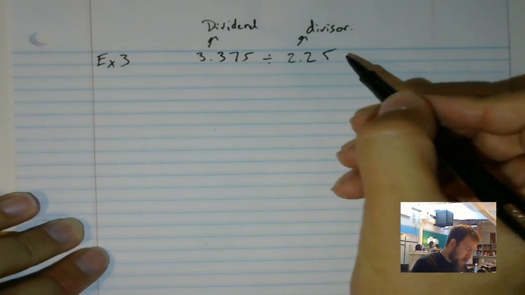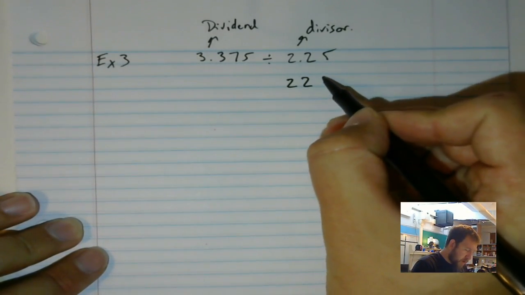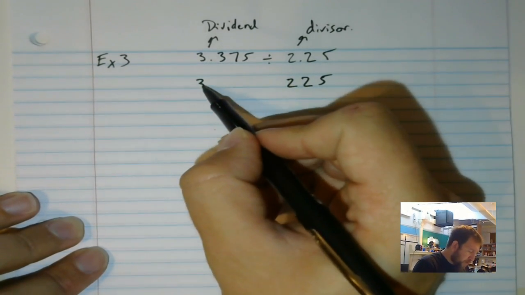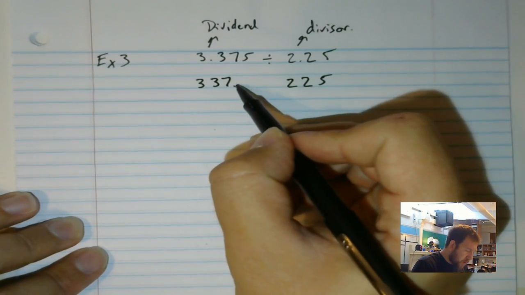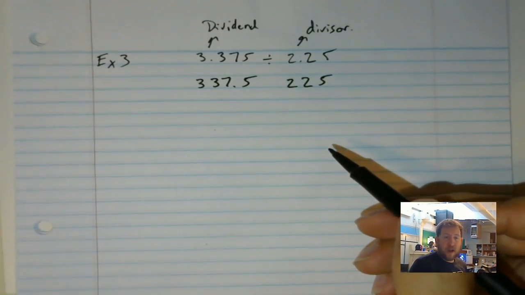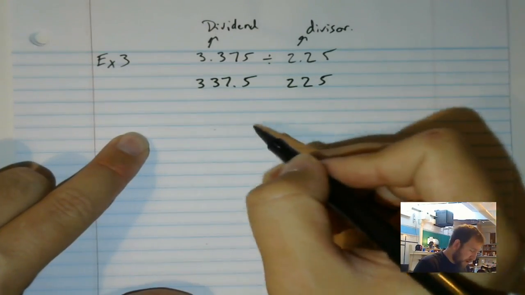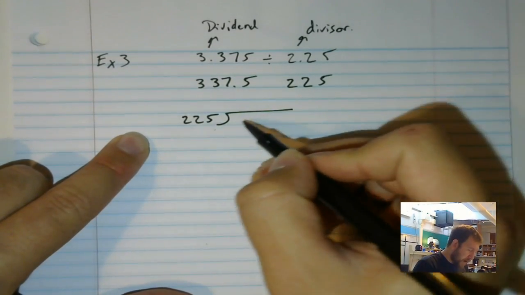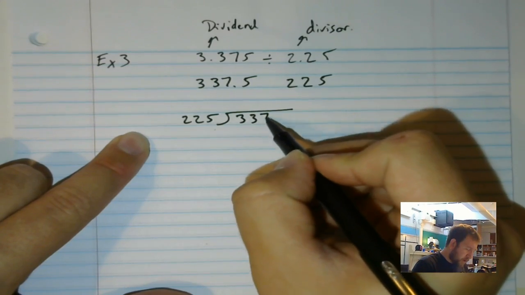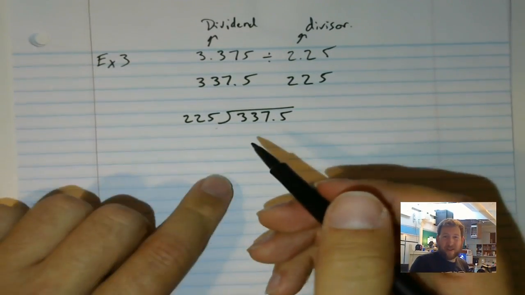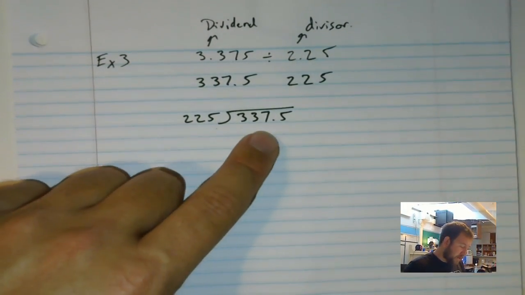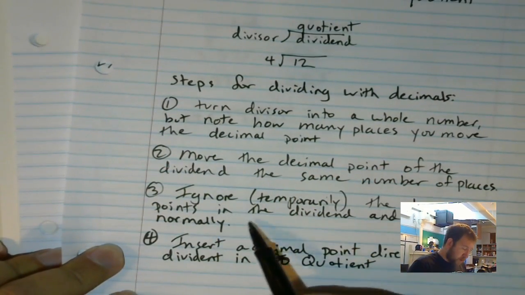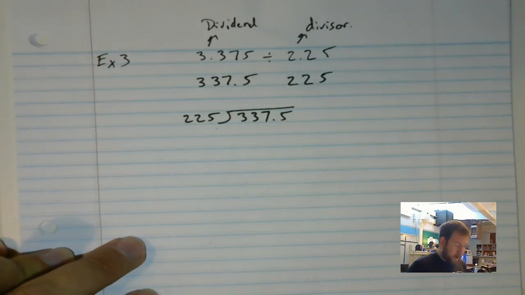Okay, I'm going to move it 2 over, so I have 225. I'm going to do the same thing with my dividend. 1, 2. So I have 337.5. So I'm going to divide, and it's going to look like this. Okay, I have 225 divided by 337.5. Okay, so now I have a decimal point in my dividend. So I need to remember what I'm going to do. Ignore temporarily the decimal points in the dividend and divide normally. Okay, I can do that.